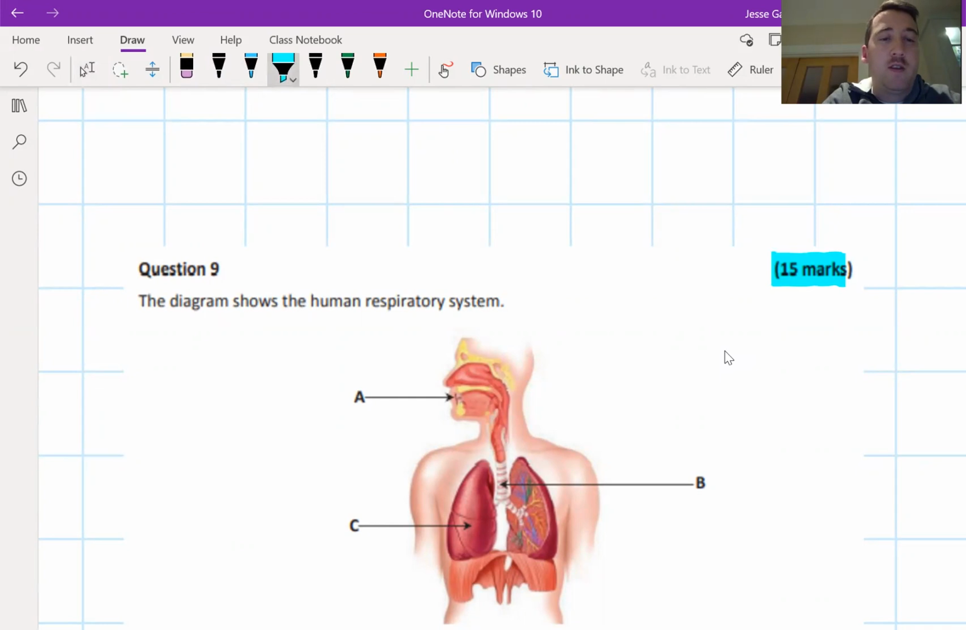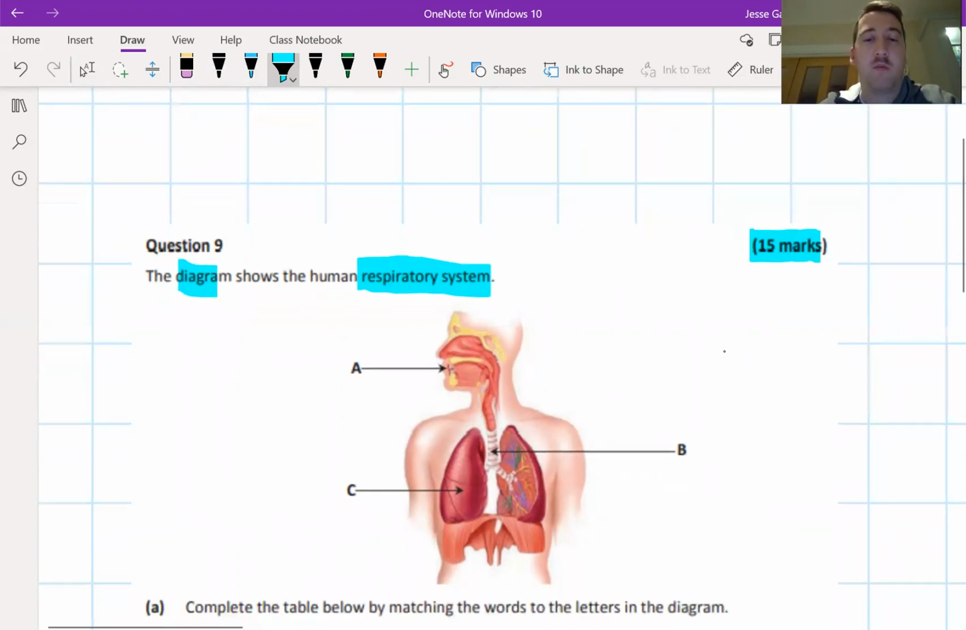We're given a diagram. It says the diagram shows the human respiratory system. So they're telling you what the diagram shows. So respiratory, you're thinking straight away, hopefully, respiration, oxygen. We're talking about the lungs and the way we get air and oxygen from the air into our lungs and carbon dioxide from our bodies out of the lungs. That's what we're talking about in respiration.